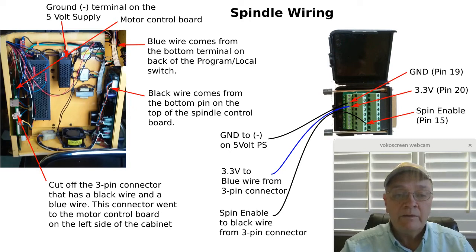In order for the Buildbotics controller to control the spindle, the program local switch on the front of the cabinet must be in the program position, and the spindle off-on switch on the side of the spindle must be on.